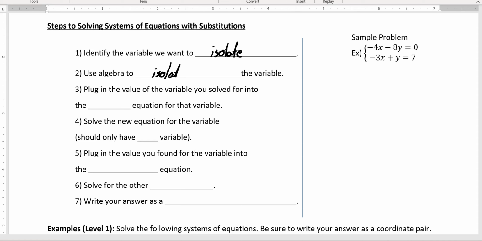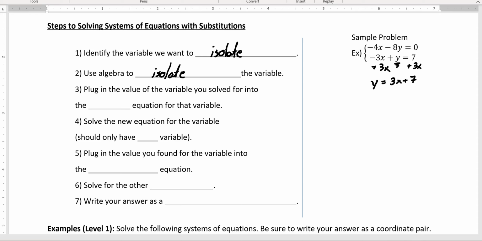So looking at our sample problem to the right here, negative 4x minus 8y equals 0, negative 3x plus y equals 7. I'm going to isolate this y. Now why would I do that? Because it doesn't have a coefficient. It's not going to take many steps. All I need to do is add 3x to both sides, and we find that y equals 3x plus 7. There we go.